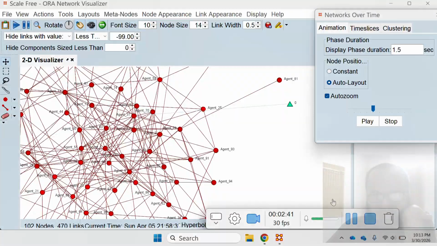Okay friends, I'm sorry, it disconnected the charging of the laptop. It was not connected to the charger.